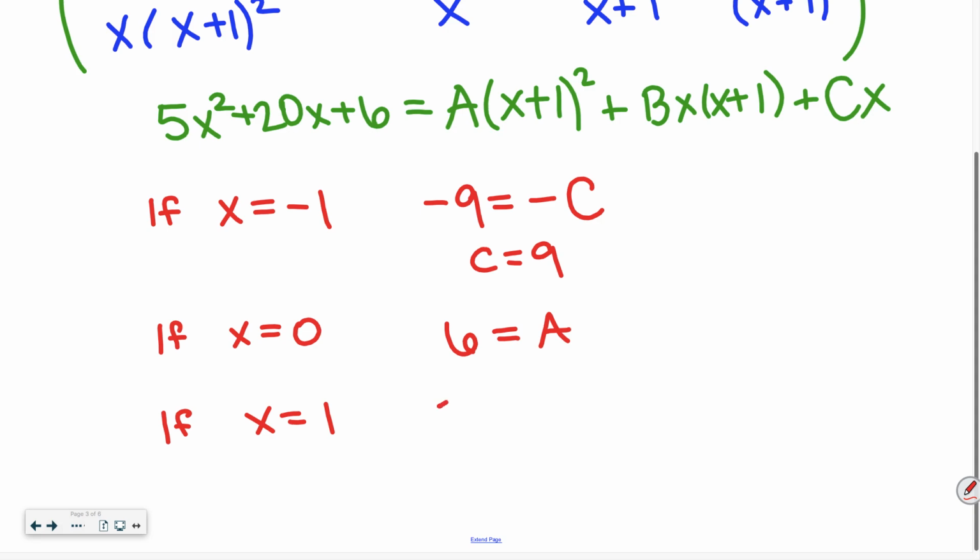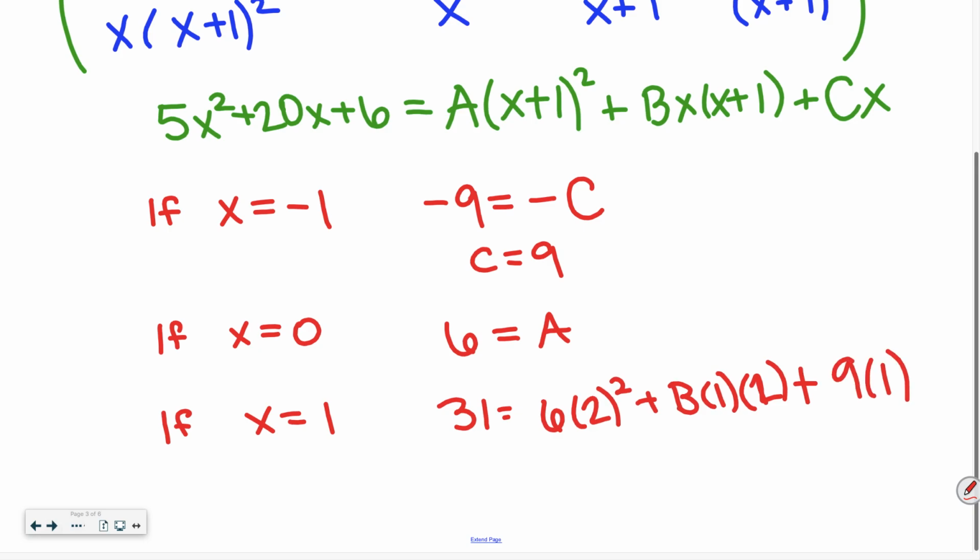31, right? Okay. A times 2 squared plus, oh, we know A is 6 though. Okay, we know A is 6, 1 plus 1 squared, plus B times 1 plus 1, plus C times X. So what I've done, I've plugged in a 1 everywhere for X. I replaced A with 6 and C with 9. Now we can solve for B.